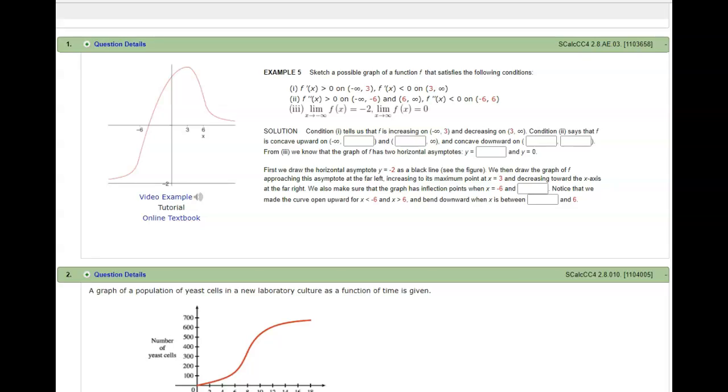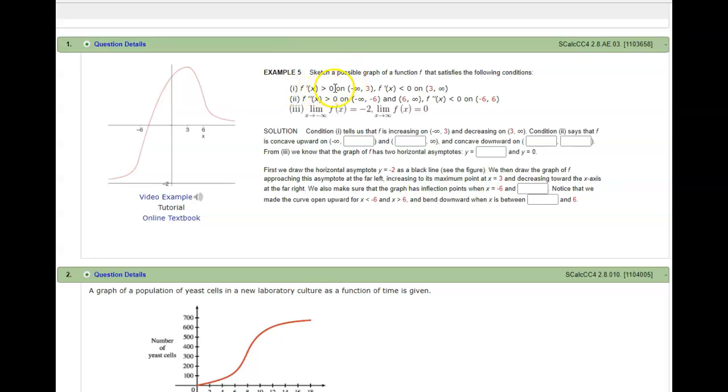This is a video from Math 120, section 2.8. We're going to look at derivatives and second derivatives and try to figure out what they mean on our graph from those perspectives. So we want to sketch a possible graph of a function f that satisfies the following.